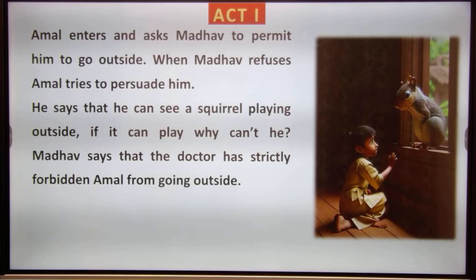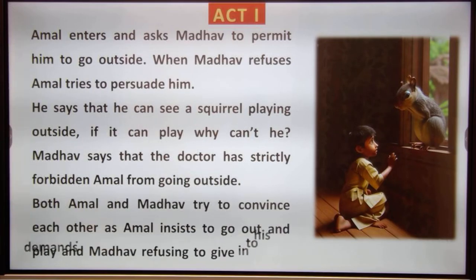Madhav tells him that actually it is not him. It is the doctor's instruction that he has to deny Amal this permission. He has strictly forbidden Amal from going outside. Now, Amal says that it is not a very good thing, and thus they both try to convince each other. Amal insists on going out to play, and Madhav refuses to give in to his demand.